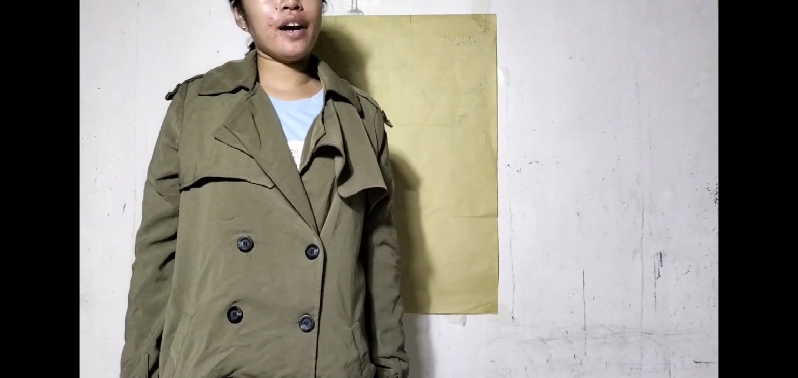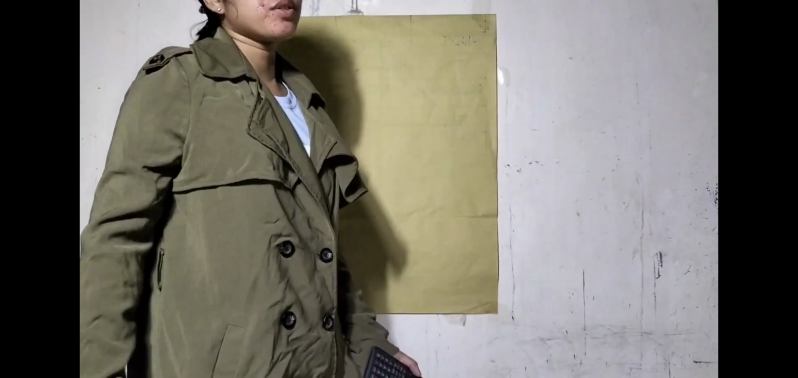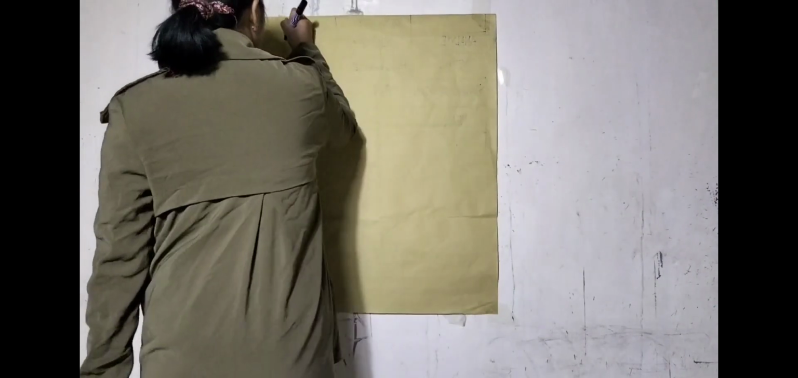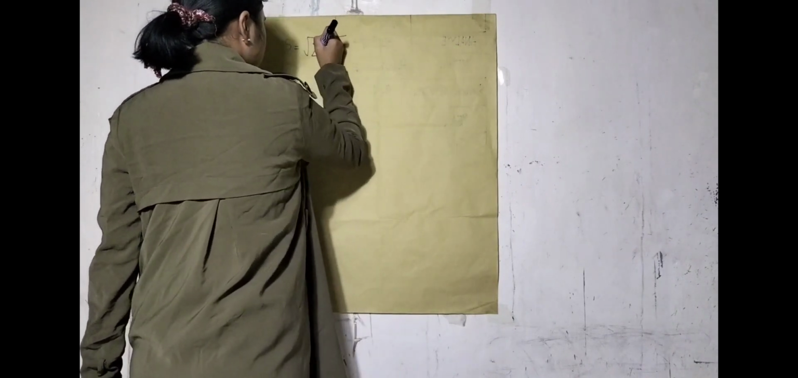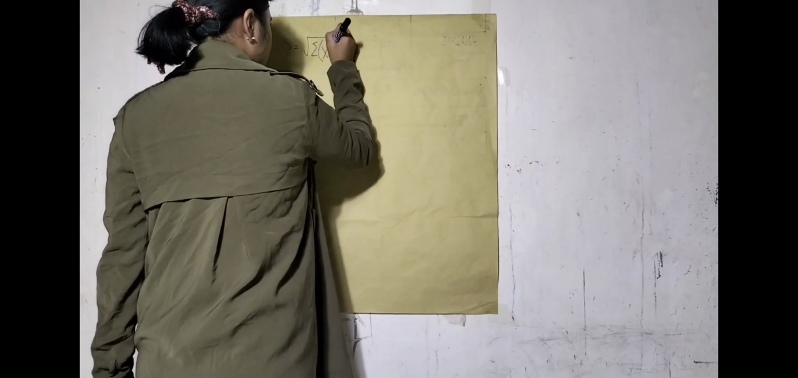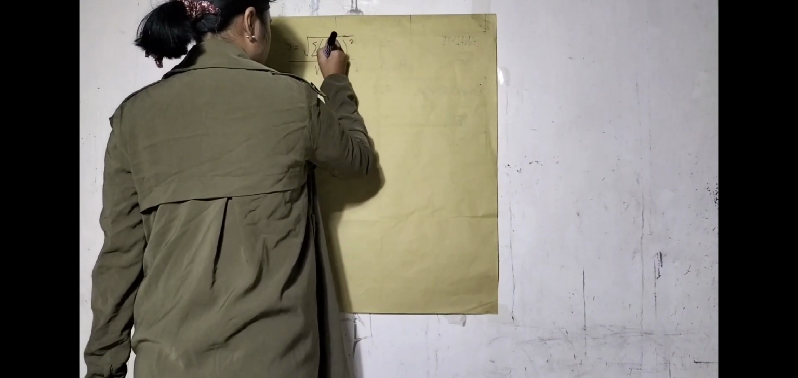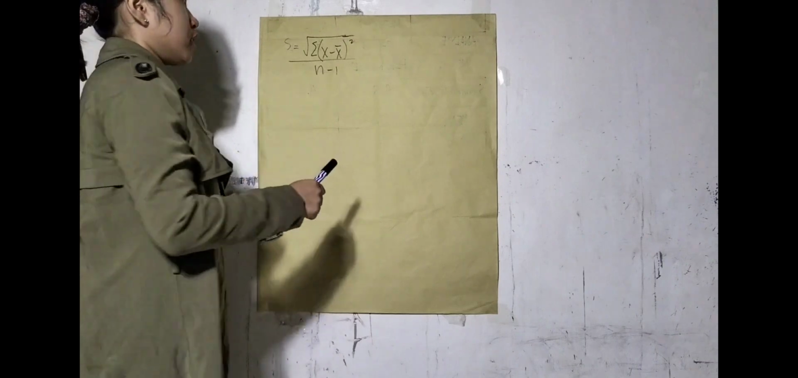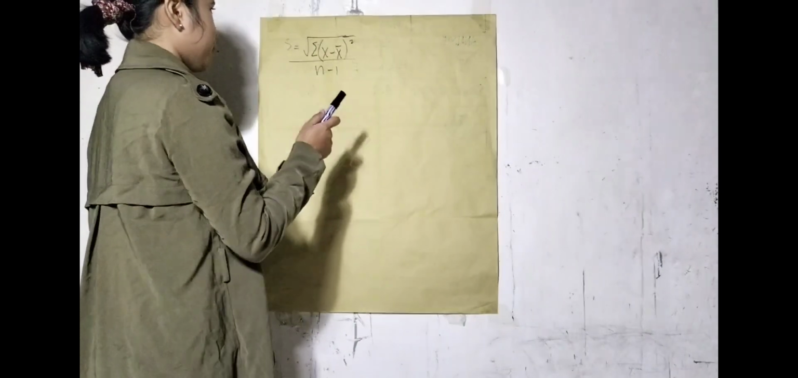So, after we have found the variance of the sample data, now we are going to find the standard deviation of the sample data. Let us first recall the formula of the standard deviation in the sample data. We have S is equal to the square root of the summation of x minus x bar squared over n minus 1.